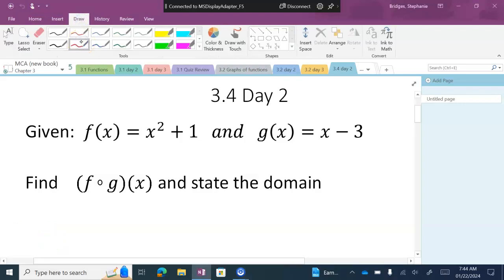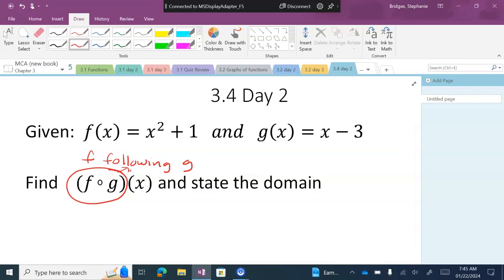Okay, so again, we're dealing with f of x, which is x squared plus 1, and g of x, which is x minus 3, and we're finding this composite function. That just reads f following g. That's what this part right here means, okay? F following g. So if f is following g, that means we're going to take that g function, the one that's on the inside, okay? This one right here is going to be put in place of x into the f function.